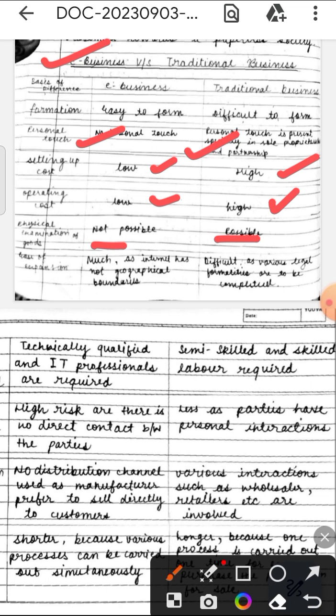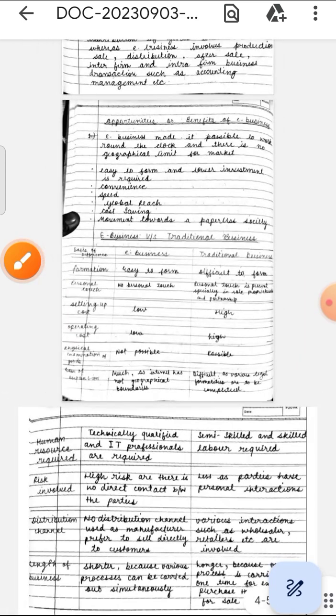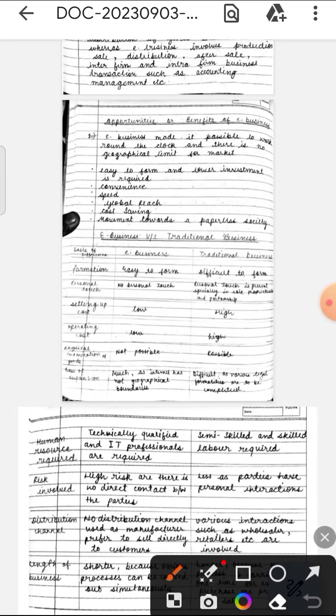Ease of expansion. As the internet has no geographical boundaries, global reach is possible in e-business, but global reach is not possible in traditional business. Human resources required. Technically qualified and IT professionals are required to handle the website. In traditional business, semi-skilled and skilled labor is required. Risk involved. High risk is involved in e-business, less risk is involved in personal interaction, that is traditional business.